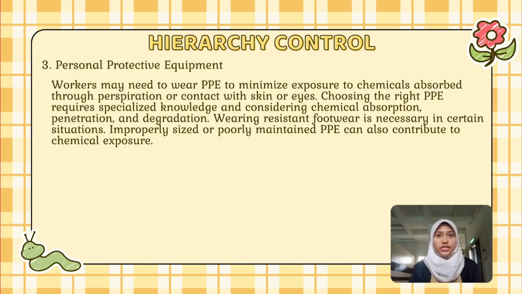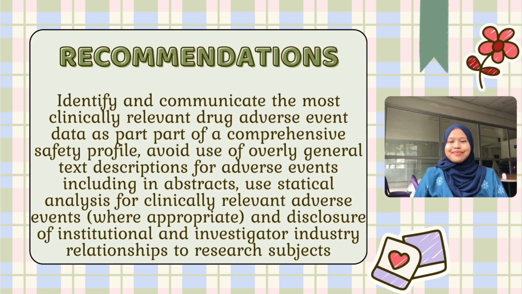So the third one is personal protective equipment. Workers may need to wear PPE to minimize exposure to chemicals absorbed through perspiration or contact with skin or eyes. Choosing the right PPE requires specialized knowledge and considering chemical absorption, penetration, and degradation. Wearing resistant footwear is necessary in certain situations. Improperly sized or poorly maintained PPE can also contribute to chemical exposure.